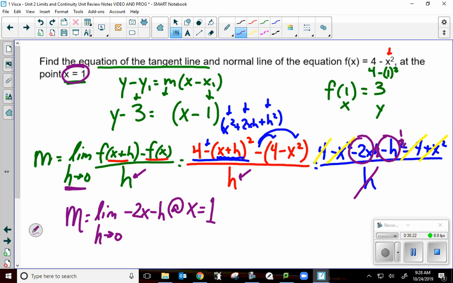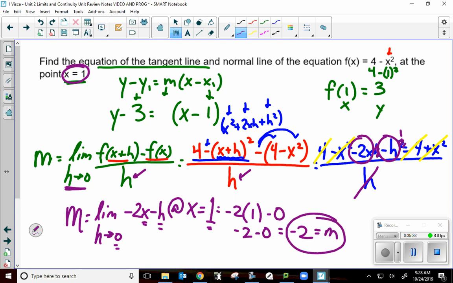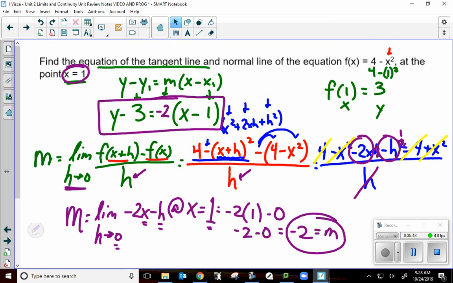So my x is 1, so it's negative 2 times 1. And my h is 0, right? Minus 0. So it's negative 2 minus 0. Negative 2 is my slope. This is the equation of the tangent line right there. The biggest and most heavy work you do, which is just algebra, foiling, combining like terms, and canceling, is when we use the limit as h approaches 0. This is not bad.